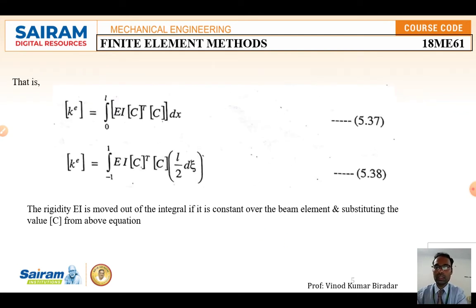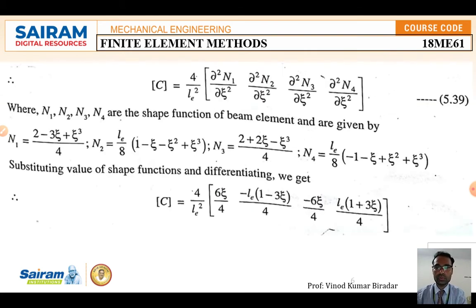Now we have the element stiffness matrix as the integration from 0 to L of EI C transpose C dx. Now integrate from minus 1 to 1, since the zeta value is at most 1. So EI, transpose of C, dx, which is the change of variable, equals L by 2 d zeta. The rigidity EI is moved out of the integral if it is constant over the beam element, and substituting the value of C from the above equation, we are going to get this value.